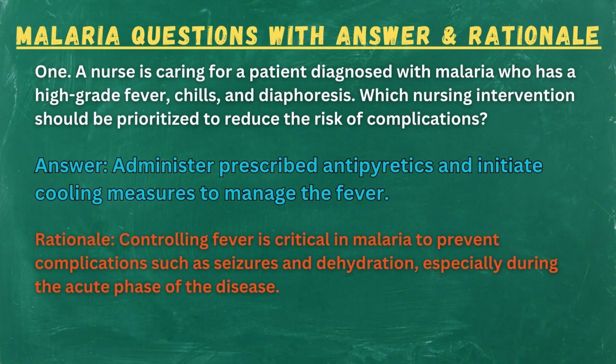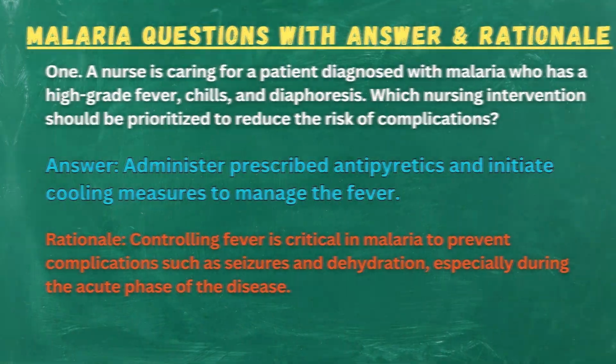1. A nurse is caring for a patient diagnosed with malaria who has a high-grade fever, chills, and diaphoresis. Which nursing intervention should be prioritized to reduce the risk of complications? Answer: Administer prescribed antipyretics and initiate cooling measures to manage the fever. Rationale: Controlling fever is critical in malaria to prevent complications such as seizures and dehydration, especially during the acute phase of the disease.